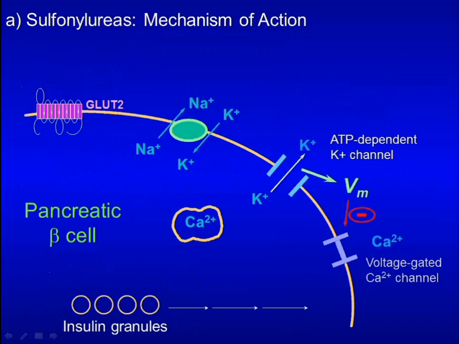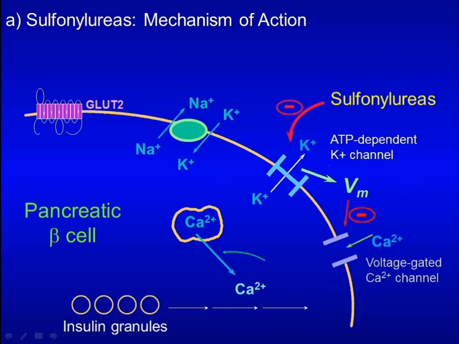Sulfonylurea blocks ATP-dependent potassium channel, which raises the membrane potential of beta cells. Depolarization opens the voltage-gated calcium channel. The rise in intracellular calcium level promotes release of insulin.